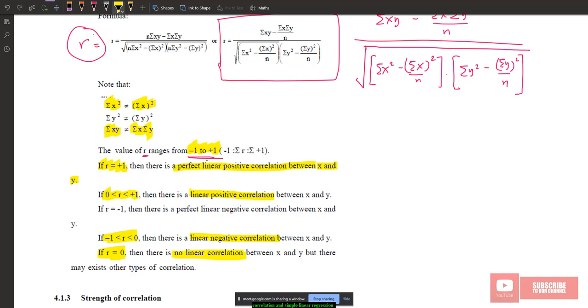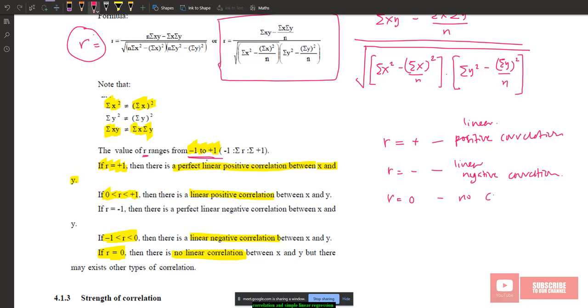So this is very easy to remember, right? When R is positive, it means a linear positive correlation, right? When R is negative, it means linear negative correlation, right? When R is equal to 0, it means no correlation, right?